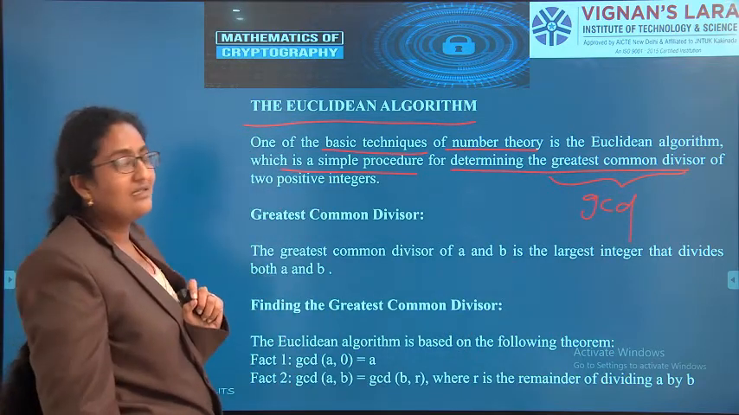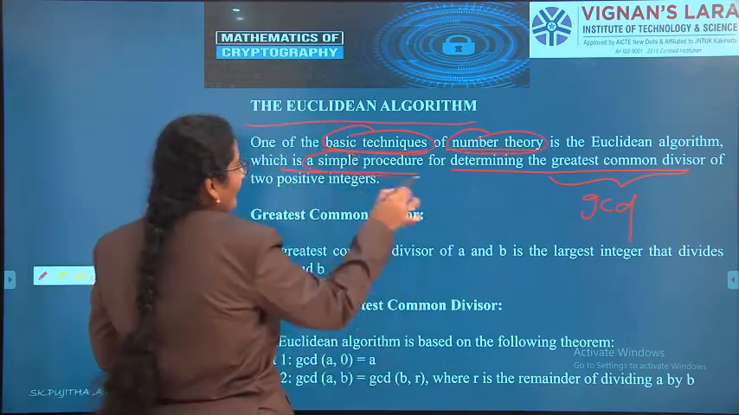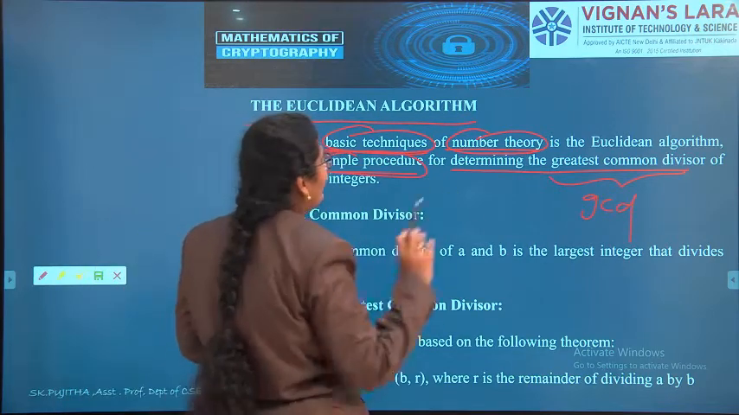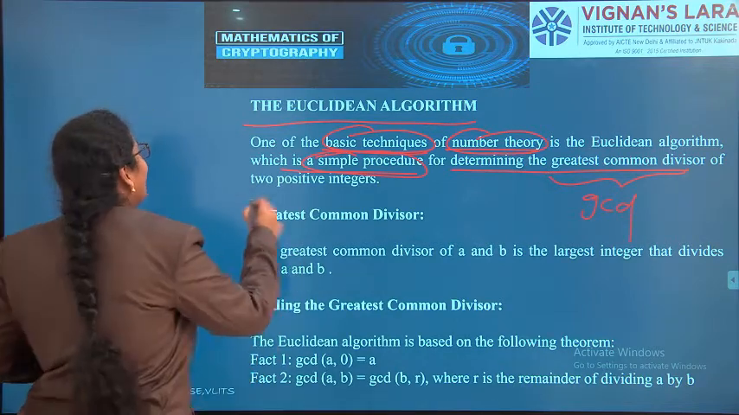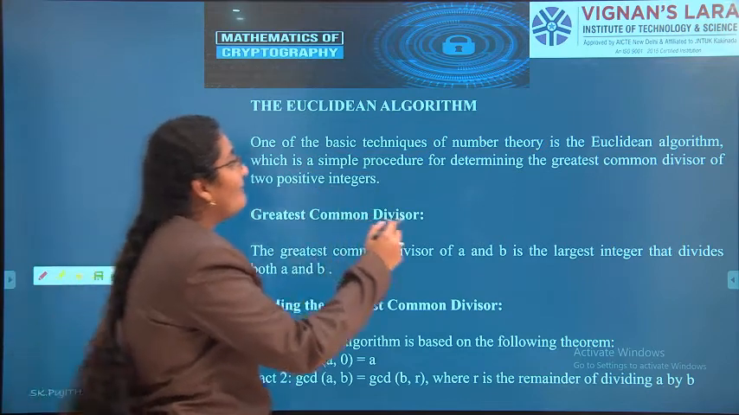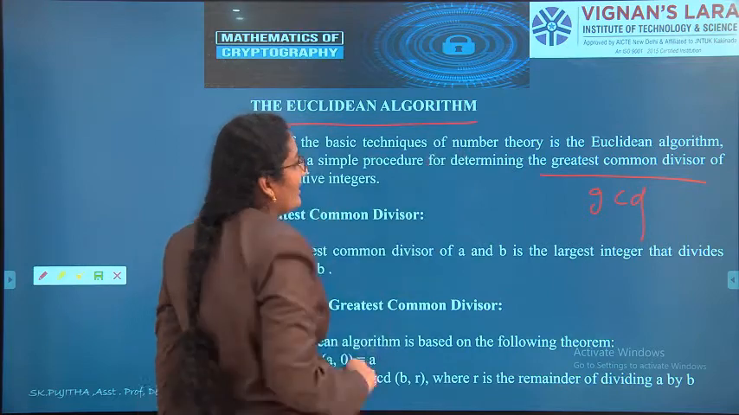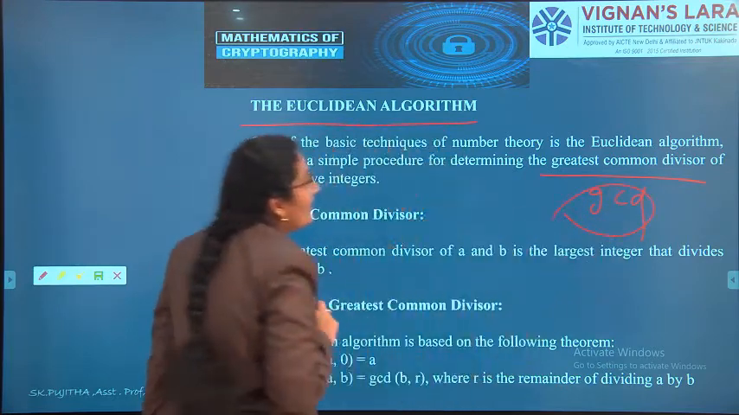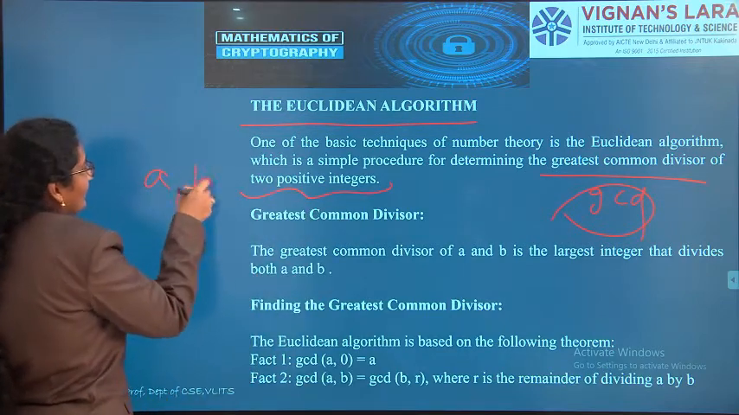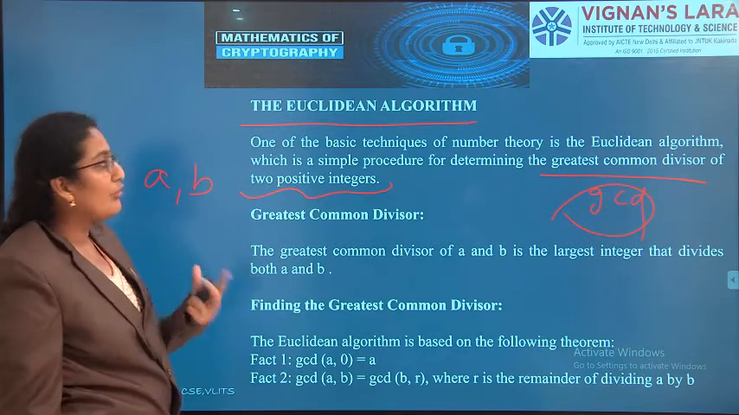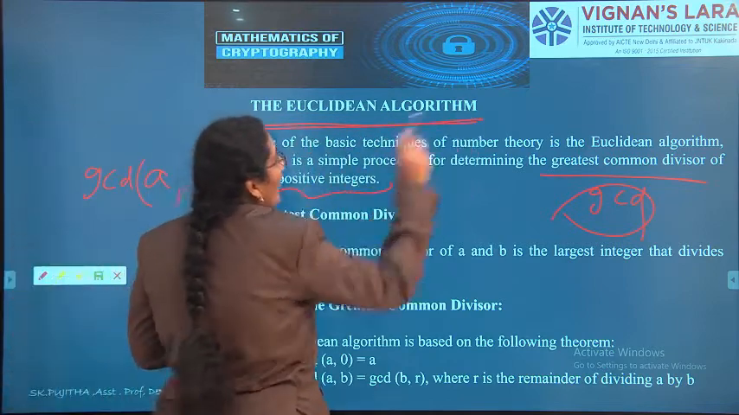So why is the Euclidean algorithm used? It is a basic technique in number theory. It is a simple procedure for determining GCD. GCD is nothing but greatest common divisor. For what can it provide GCD? For two positive integers. The two positive integers are a, b. If a, b are two positive integers, to calculate GCD of a, b, we have the Euclidean algorithm.